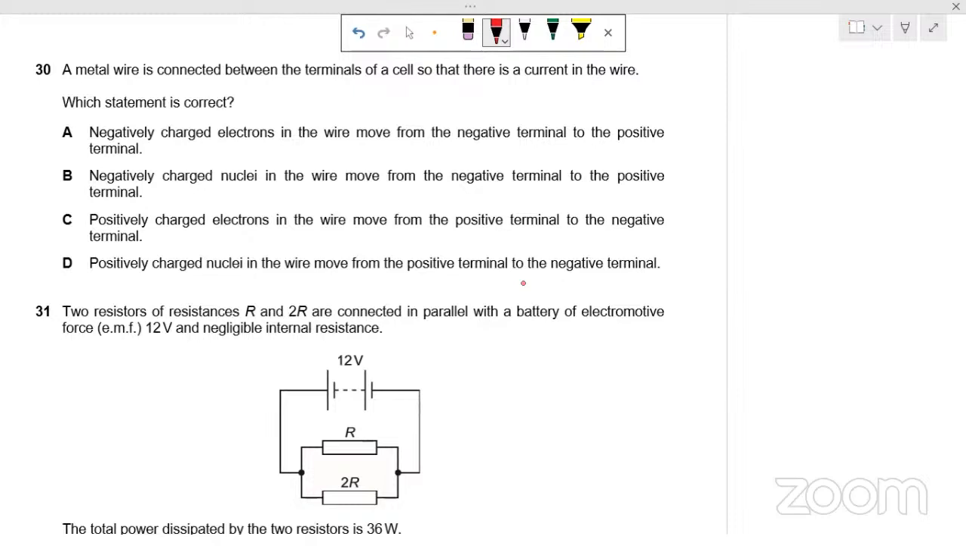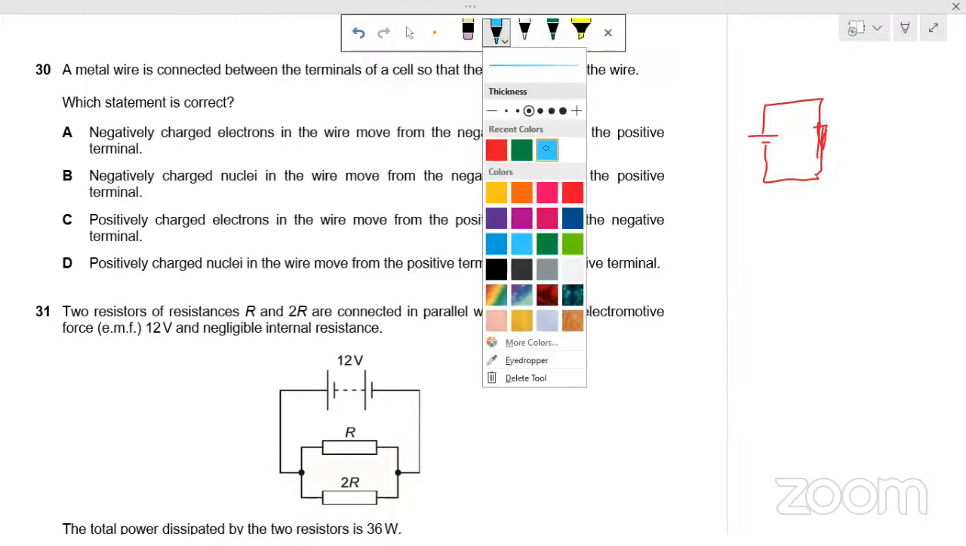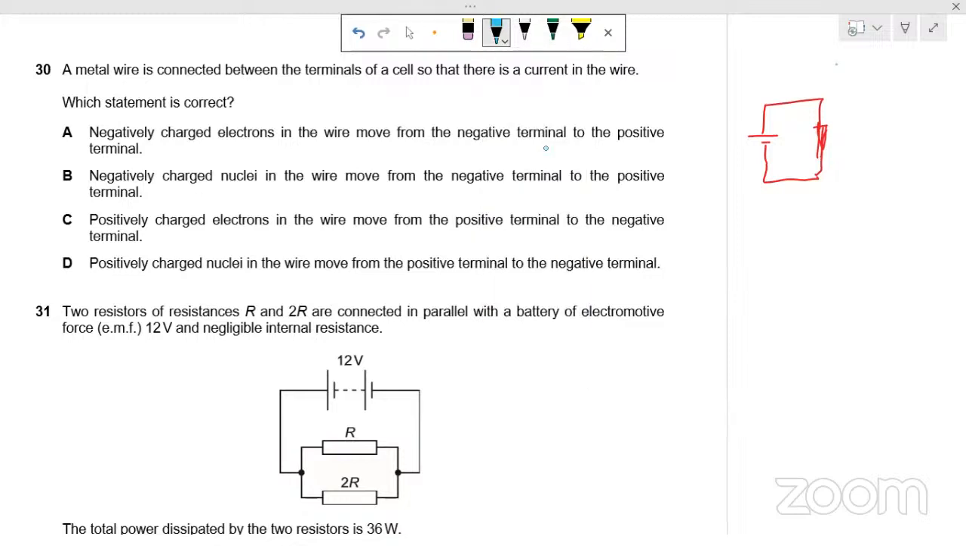Metal wire, terminals of the cell. This is the wire, and that is connected to the cell. Where do electrons move? Electrons move from the negative terminal to the positive terminal. So that is a straightforward question. Negatively charged electrons in the wire move from the negative terminal to the positive terminal.